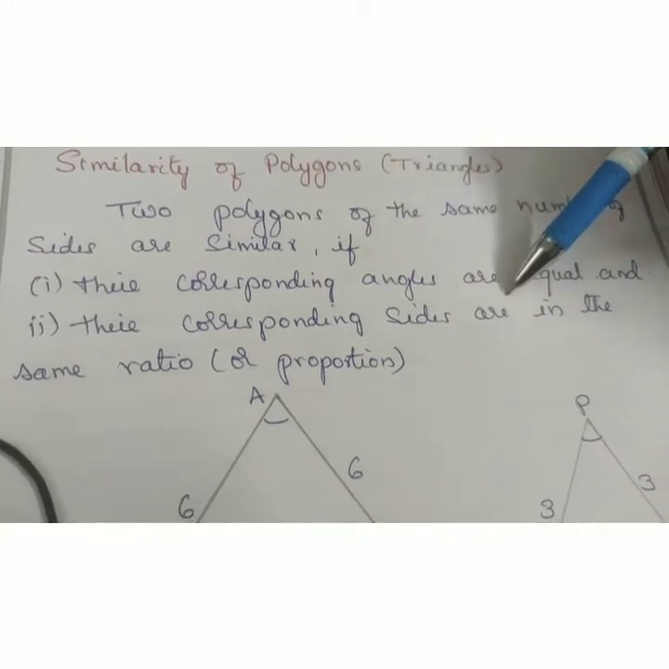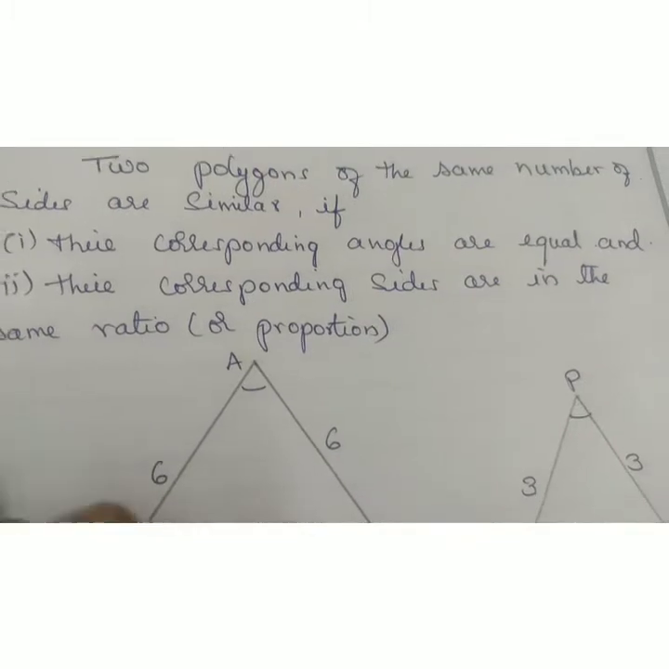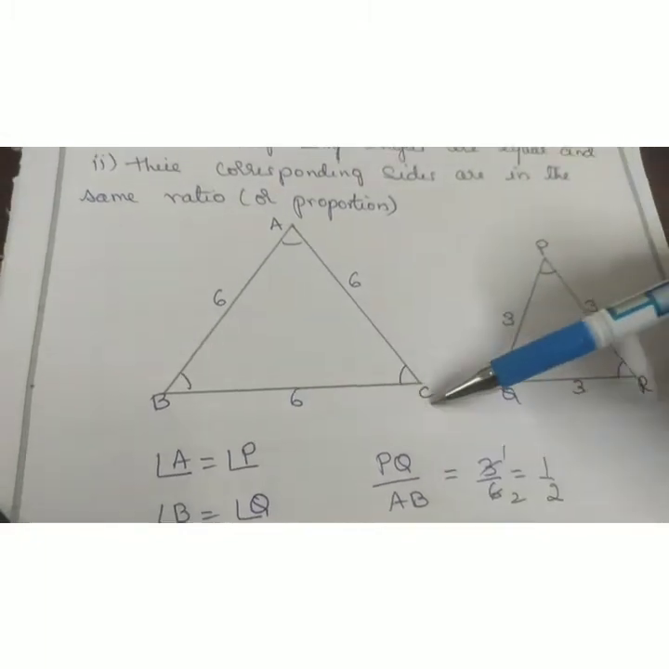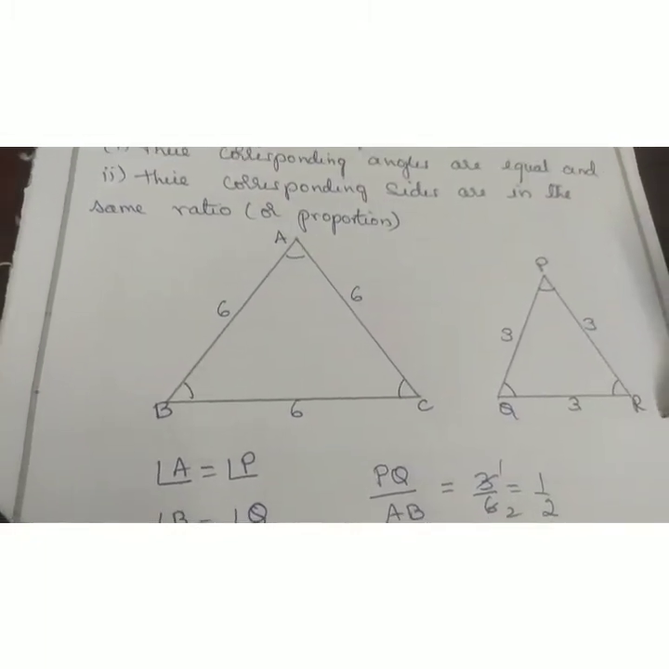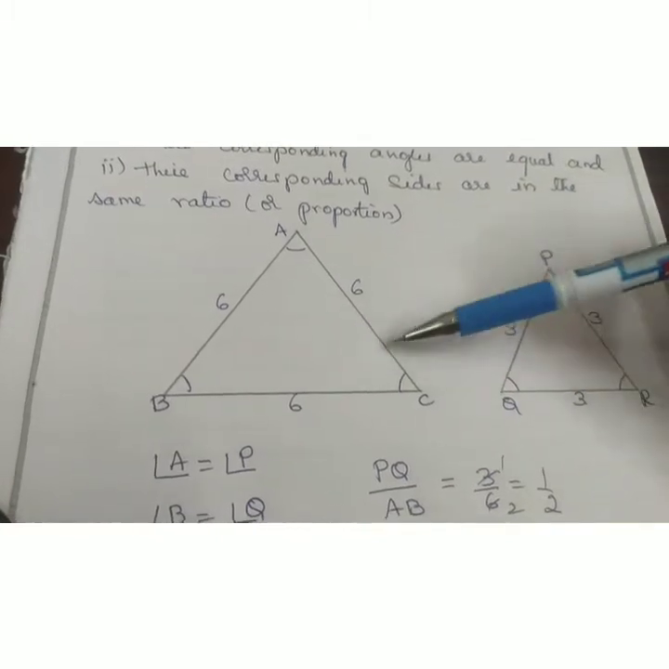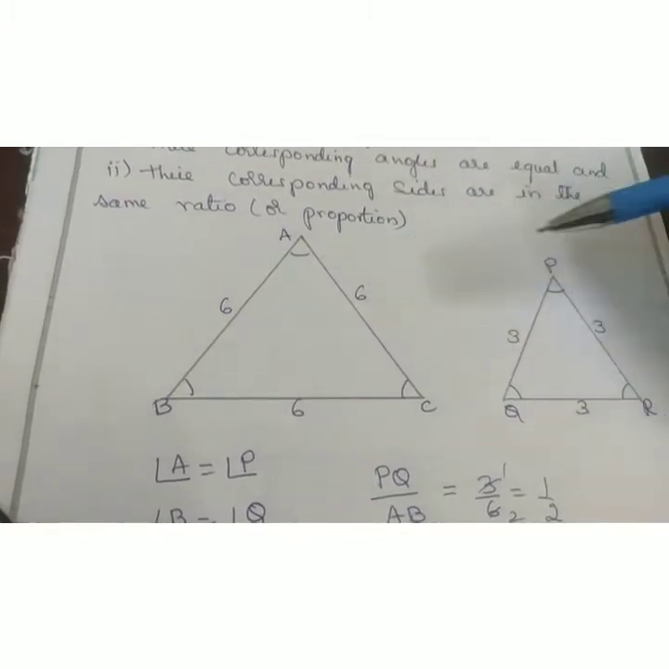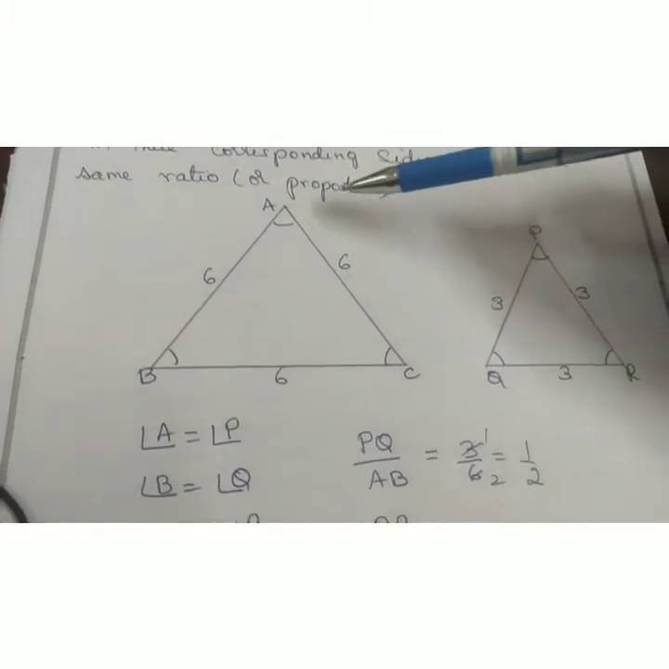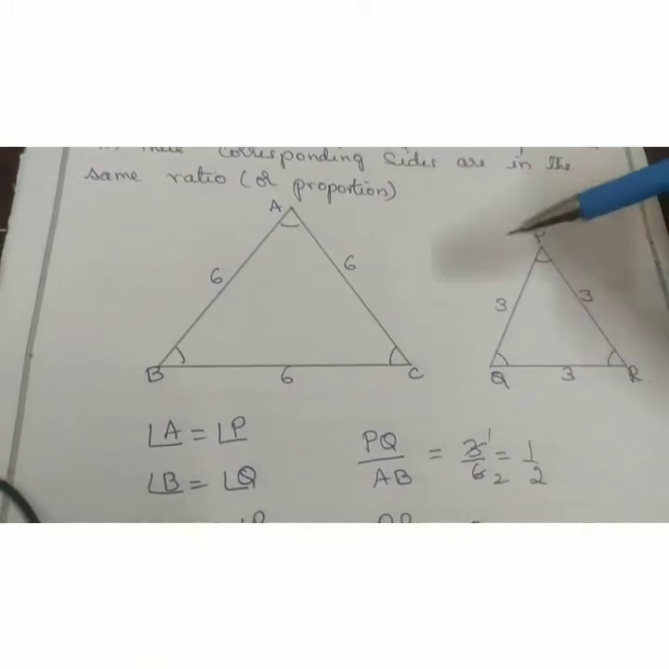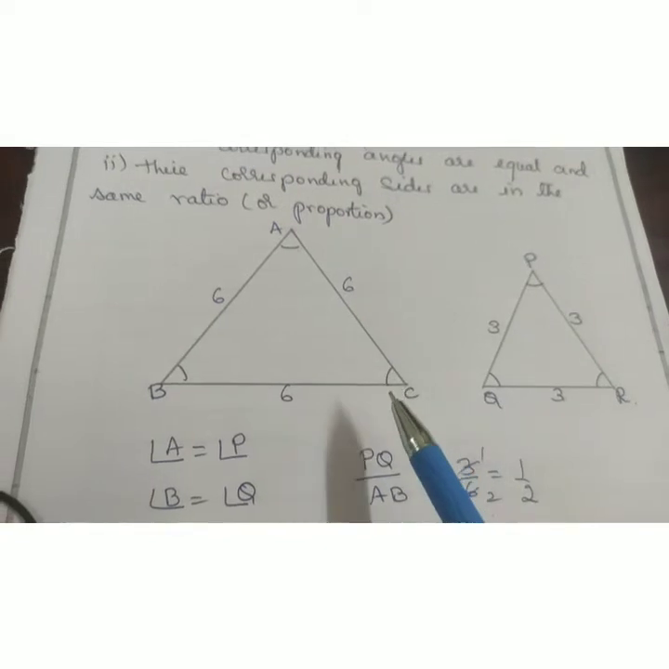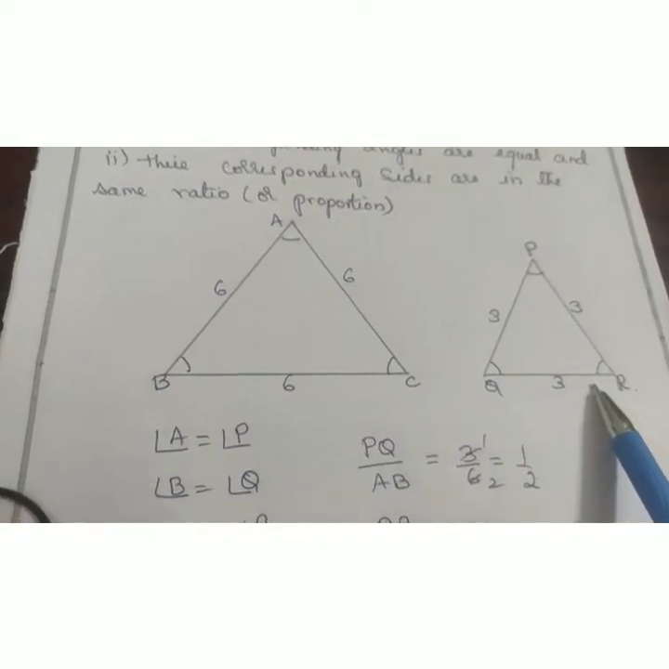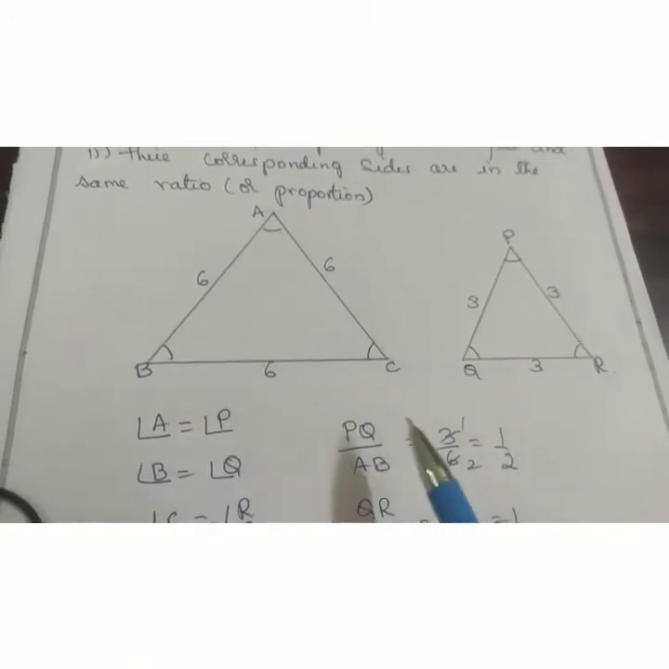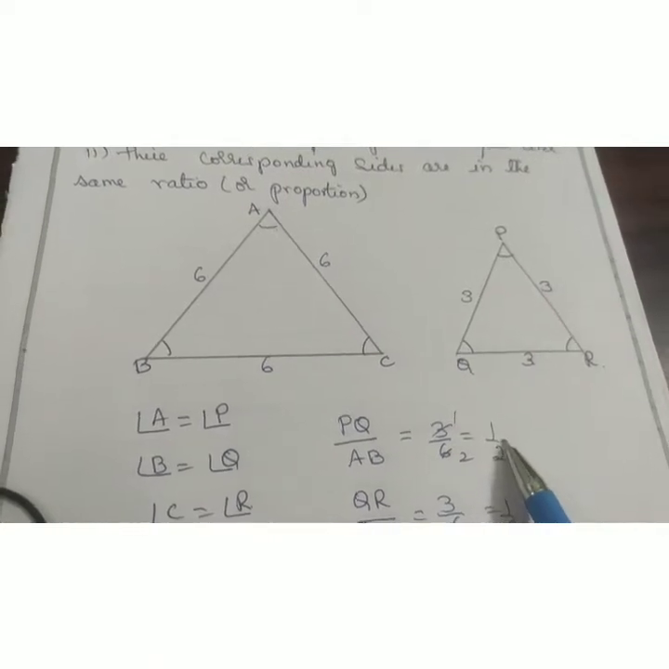Okay, so here you can see I have taken two triangles, ABC is one triangle, PQR is another triangle. Here, when can I say these two triangles are similar? If their corresponding angles are equal and the sides are in the same ratio. For example, here angle A is equal to angle P, angle B is equal to angle Q, angle C is equal to angle R, and the ratio of the sides PQ by AB. PQ is 3, AB is 6. PQ by AB is the ratio 1 by 2.